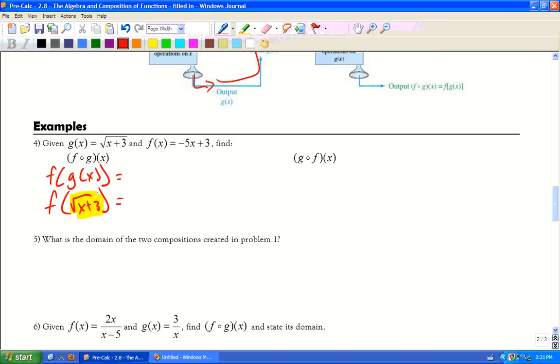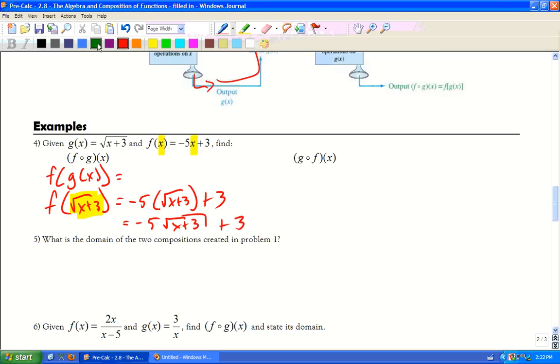We know that our input is the square root of x plus 3. Just like we've seen x here, anywhere we see an x, we're going to write the square root of x plus 3. So f of the square root of x plus 3 will equal negative 5 times the square root of x plus 3, plus 3. We can distribute to get negative 5 square roots of x plus 3, plus 3. That's it. That's our new function rule. We can't really do anything from there. We can't simplify. So that's it.